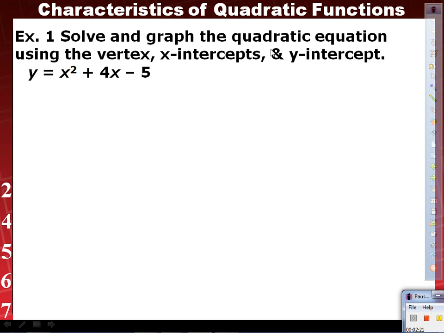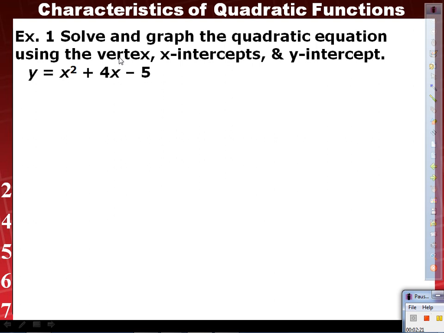Example 1. Solve and graph the quadratic equation using the vertex, x-intercepts, and y-intercepts. So as you're copying that, you're saying solve. Do I know how to solve? Yes. What do we call the solution to a quadratic equation? The x-intercepts. So that means I need to solve it to get my x-intercepts. Okay. So the only thing I see here that I wouldn't know how to get would be the vertex. And that's what I'm going to show you today.